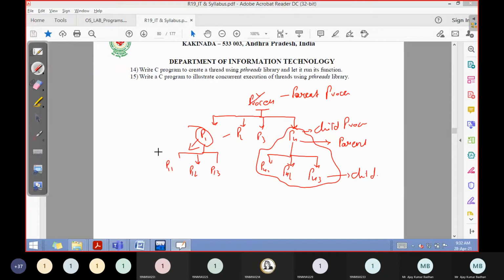This is a way. But the problem here is that if these processes keep on creating sub processes, the burden on the system will be high. The burden on our operating system will be high. The impact will be very high. The system may get slowed down. The system may start hanging up. That's a problem. So here, what is the alternative?